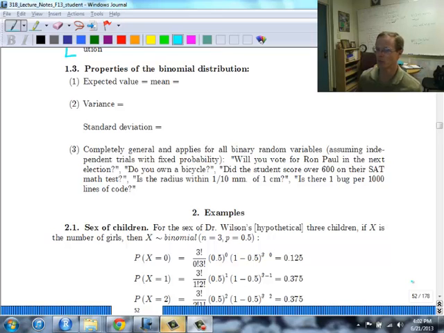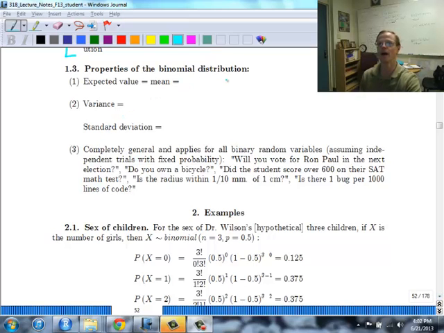Welcome back, class. We're continuing with Whitlock Schluter Chapter 7, Binomial Probability Distribution. We just derived its formula, and now we want to use it a little bit. Okay, so properties of the binomial probability distribution. I'm going to go ahead and hit these at the beginning, and then we'll get into it.